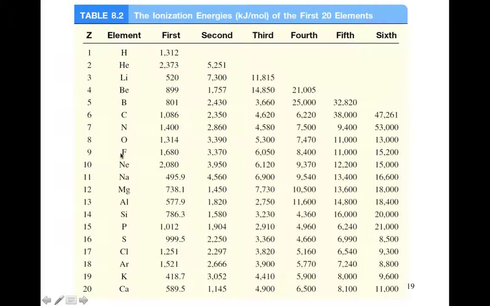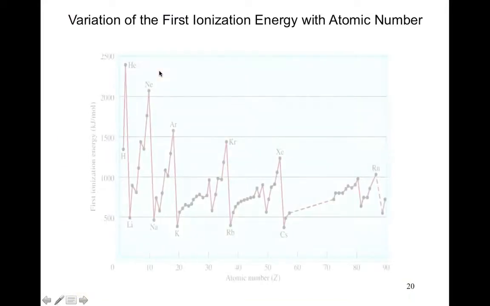Neon, noble gas. You want to give up an electron? Nope. I'm a noble gas. I don't want to do anything with my electrons. Leave me alone, right? We start at 2,000 kilojoules. And so that kind of gives you an idea when you look at these: elements that want to give electrons up to be more stable, and elements that really, really don't want to give electrons up.